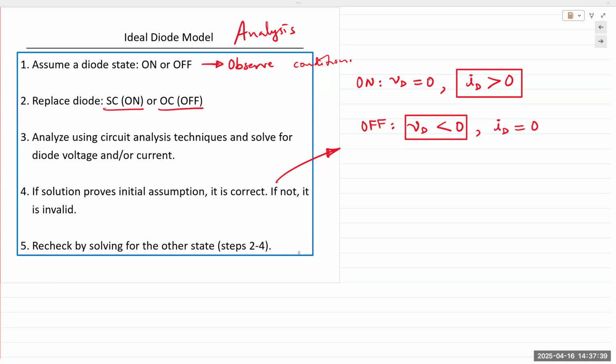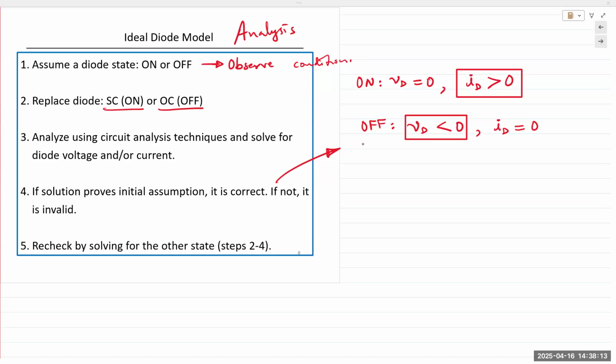Okay, so we perform our analysis, we check and verify whether our assumptions are correct or not. If our assumptions are not correct, we have to redo the analysis by choosing the other state. That is easy to do when you only have one diode in the circuit, because one diode equals only 2 possible states. So 2 possible analyses. If the first analysis is incorrect, you use the second one, right?